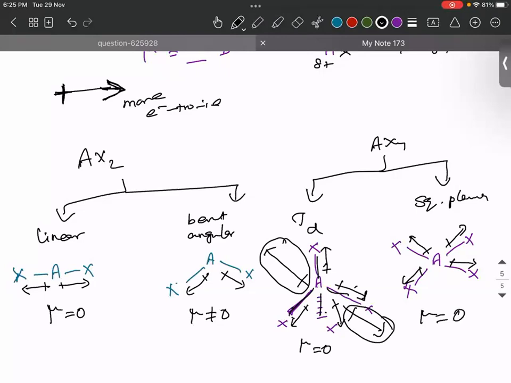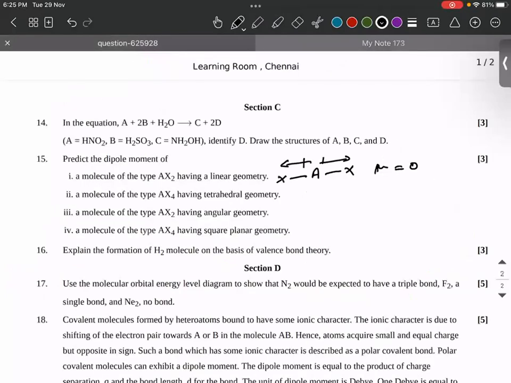So what have they asked in the question? Predict the dipole moment. So we have predicted. That's all.